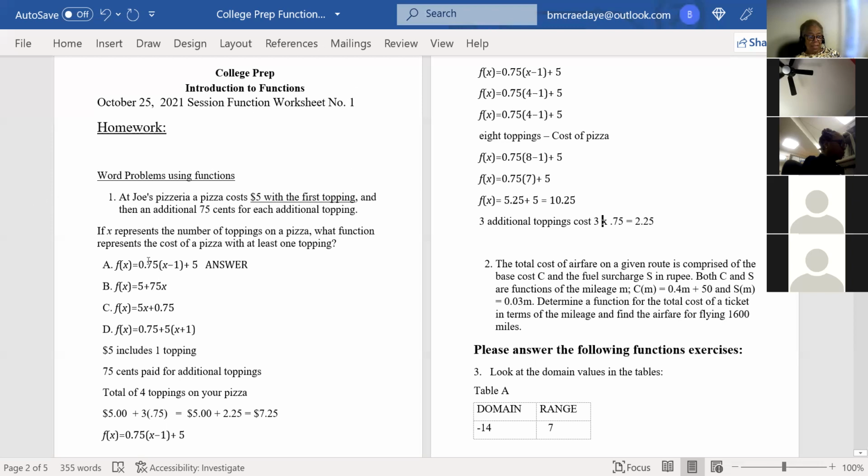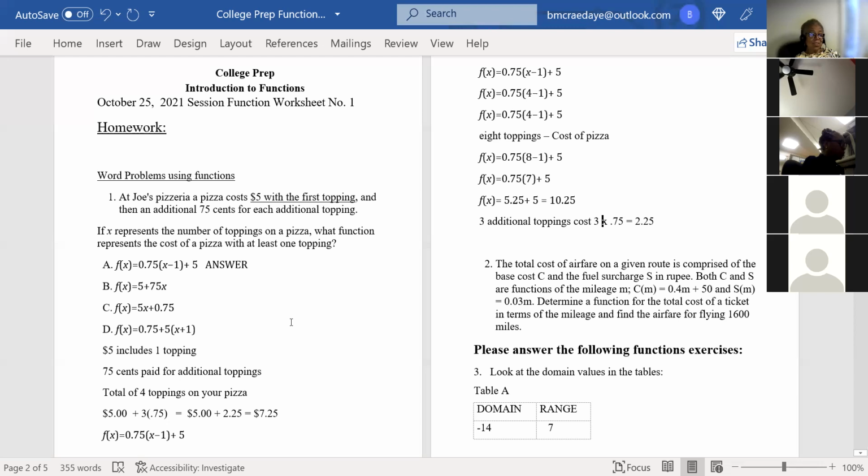But you only get that with this function, because you wouldn't get it with any of these others. Nothing else has 0.75x. The only one with 0.75x is right here, A.